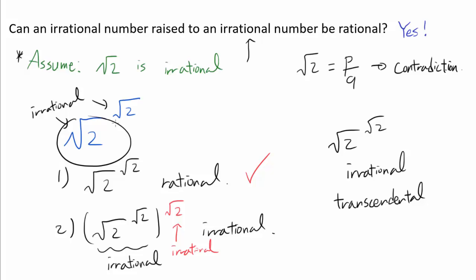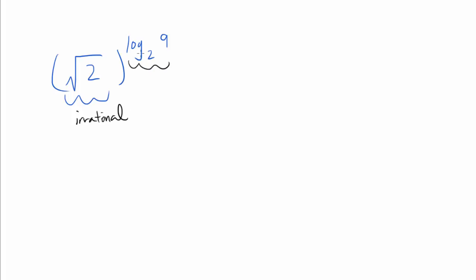So you may say, although the reasoning in the proof was elegant, I want to see a more constructive proof. I want to see a proof that gives a concrete example of two irrational numbers that's rational. And I'm going to show you one right now. Consider square root of 2 raised to the power of log base 2 of 9. We know square root of 2 is irrational, so we are raising irrational number, and we are going to show this right now that log base 2 of 9 is also irrational, so we are raising irrational number to irrational power, and let's prove this.